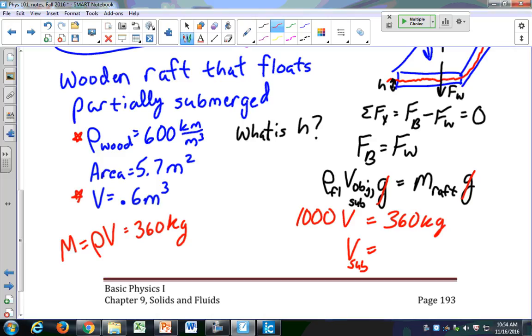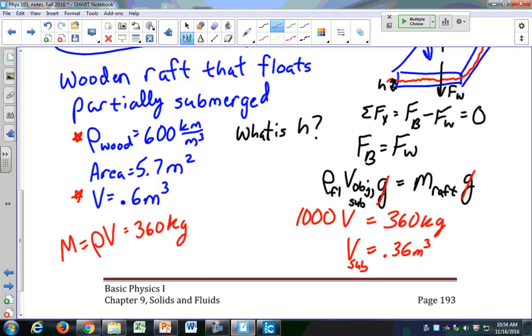The submerged volume is 360 over 1,000, so it's 0.36 cubic meters. And then from there we need to find out what is the height. Now, how do I find the height? This will come up in some of your problems, and you'll probably see this come up on your test as well. But how do I find the height?